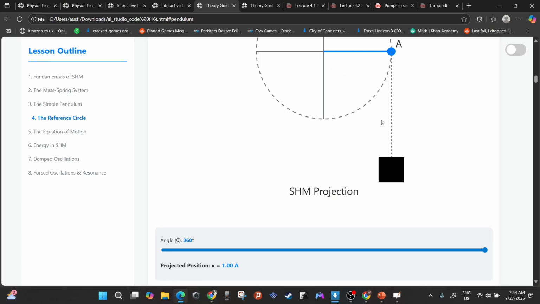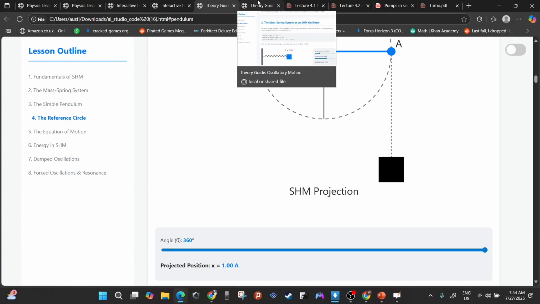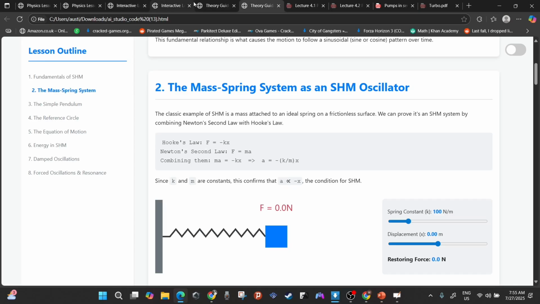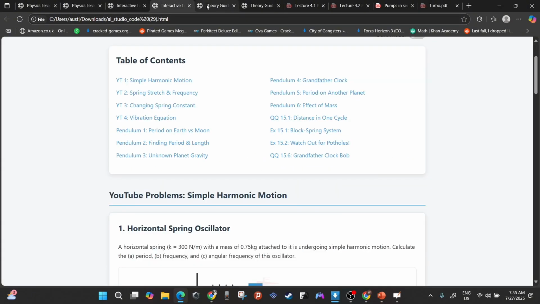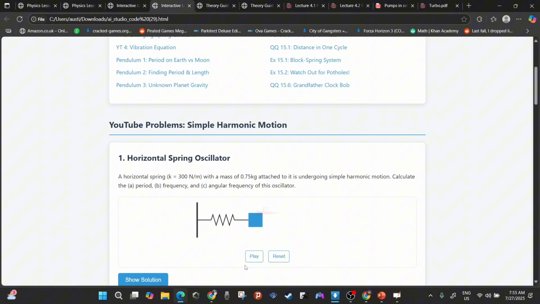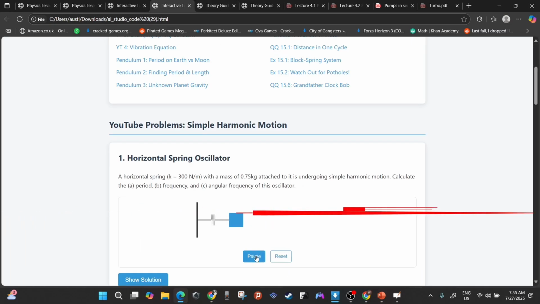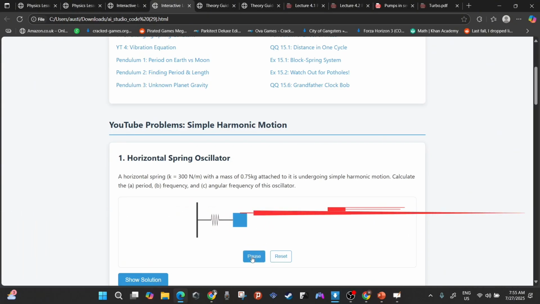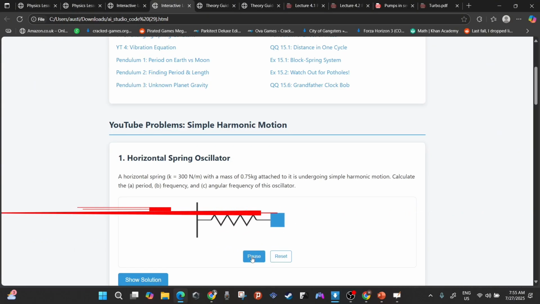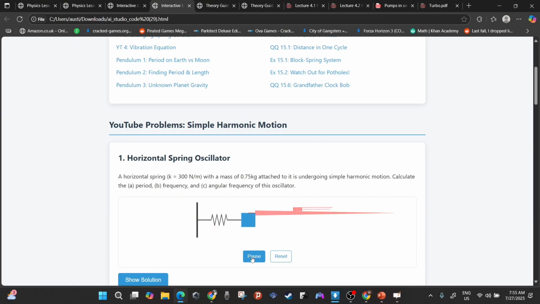So if you can imagine it, it's basically going back and forth like the example I showed you guys earlier, springing back and forth. This one is not the same, but it's basically how you would see it. It's oscillating back and forth.